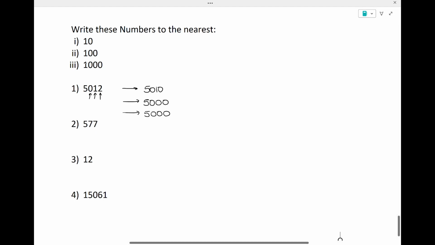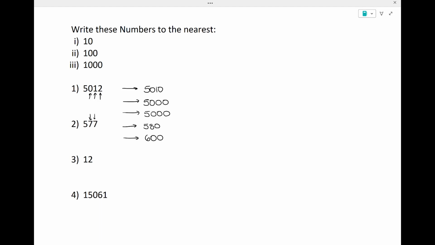So the next example, 577. Again, we want to round the end. We want 1 0 at the end when rounding to 10. So we want to round this number here, the 7. 7 is greater than or equal to 5, so it will round up. So this becomes 580. Following the same process, to round to 100, we want 2 zeros. Once again, 7 is greater than 5, so this rounds to 600.